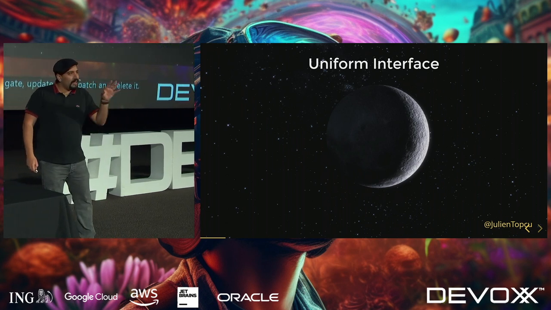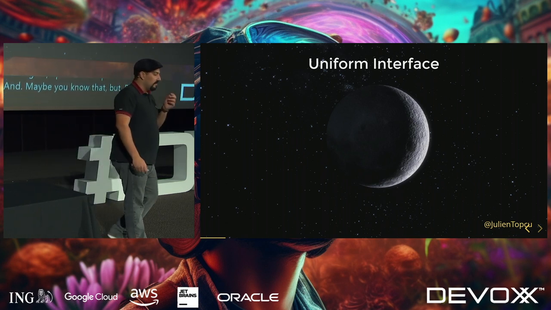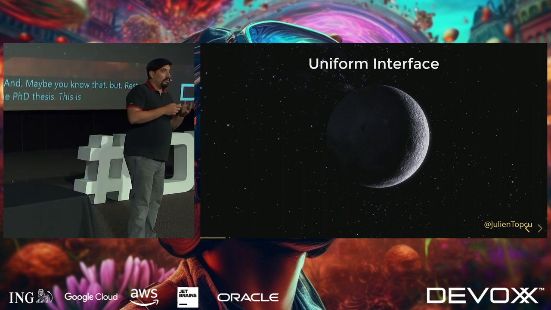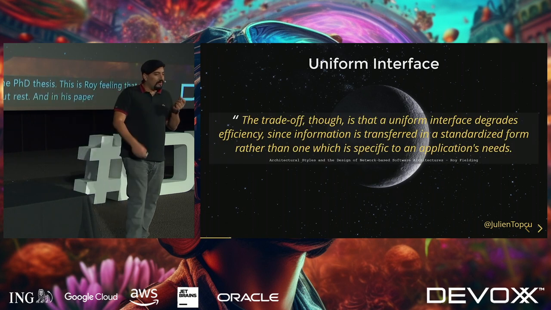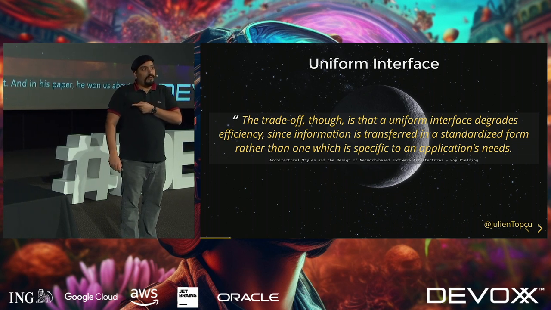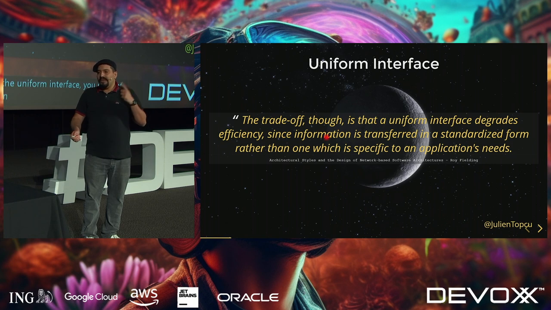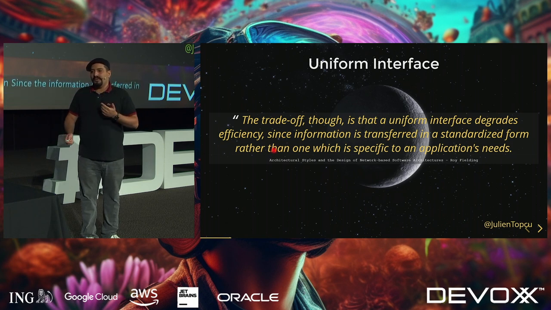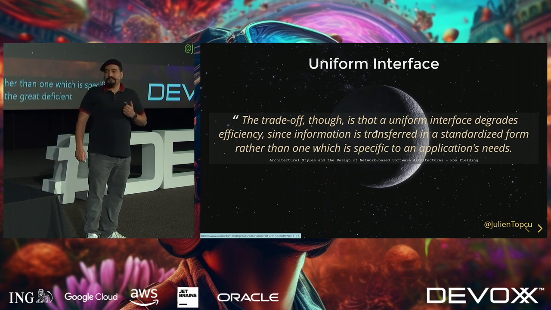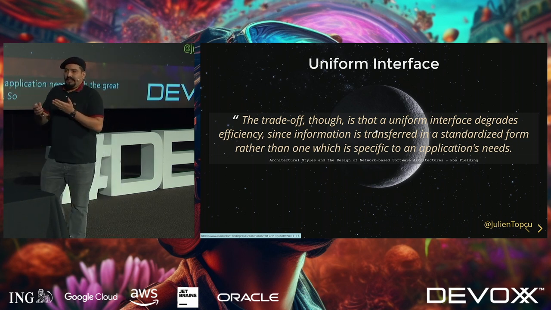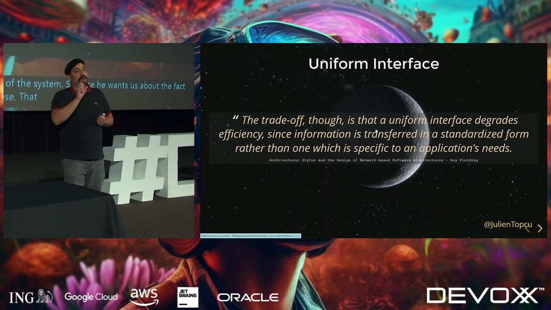And maybe you know that, but REST was formalized in a PhD thesis. This is Roy Fielding, who wrote about REST. And in his paper, he warned us about something regarding the uniform interface. He said that since the information is transferred in a standardized form rather than one which is specific to application needs, it will degrade the efficiency of the system. So here, he warned us about the fact that we lose that meaning in our API, in a way.